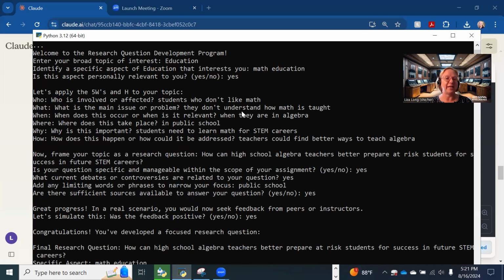So then we apply the 5 W's and the H to the topic: who, what, when, where, why, how. And we answer each of these questions. Who's involved? And I think, well, maybe students who don't like math. What is the main issue? They don't understand, or maybe they hate math. When does it occur? When they're in algebra, I thought. That seems like students always get stuck there.